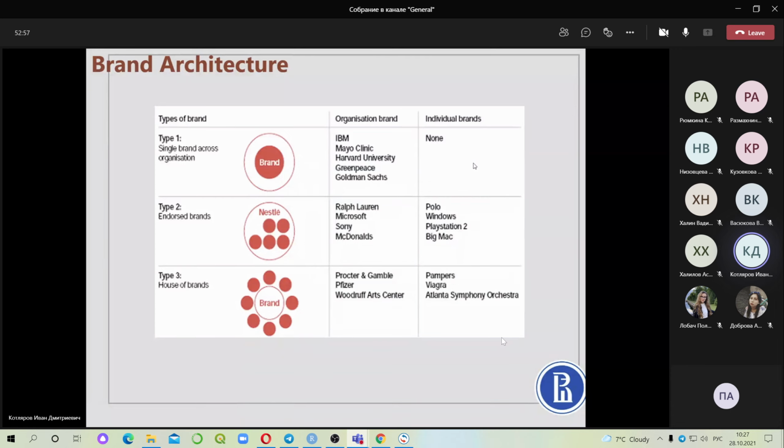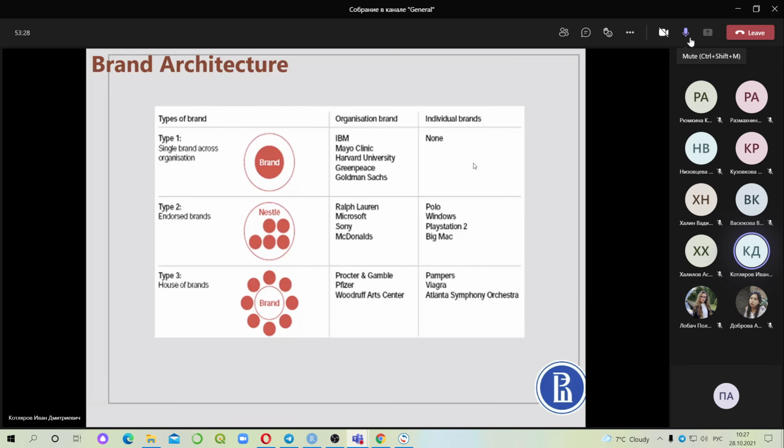As for endorsed brands, McDonald's owns the Big Mac brand, and maybe some other brands, like some specific fries or something like that. And for example, Happy Meal. Oh, absolutely. McDonald's Happy Meal. Yes, indeed, it is an endorsed brand of McDonald's.